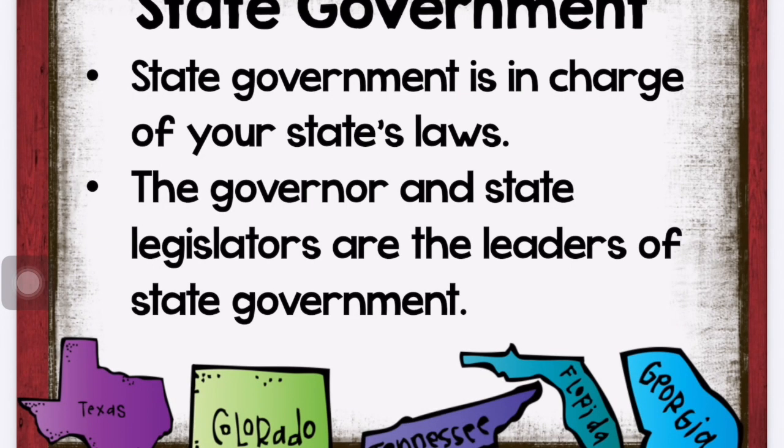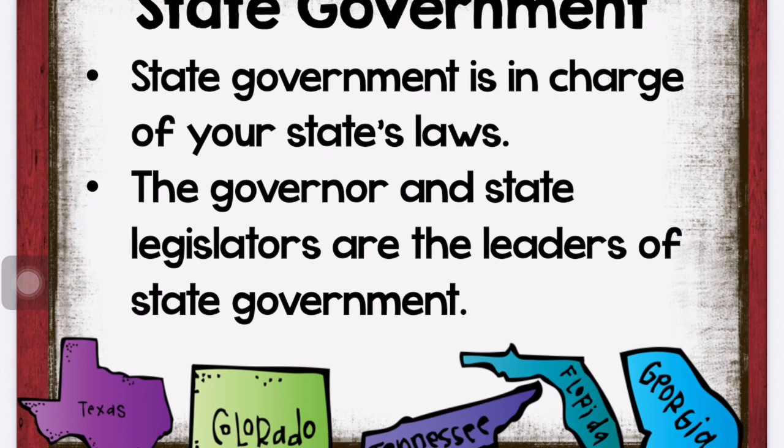Last week we started learning about the different branches of the different levels of government. We focused on the national government last week. And today we're going to learn about the state government. So far we have national government and state government. So our state government is in charge of your state's laws. Each state has their own set of laws that are different from state to state.